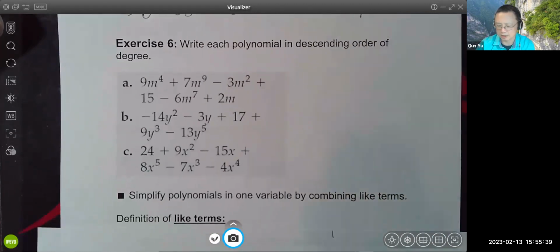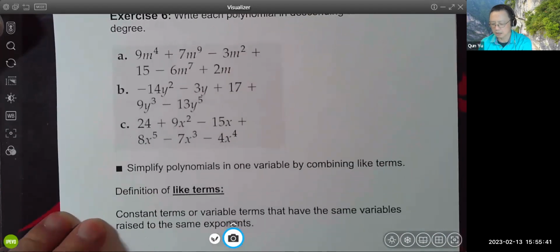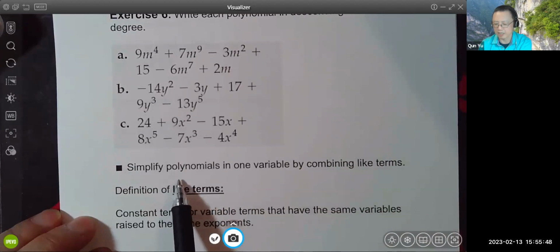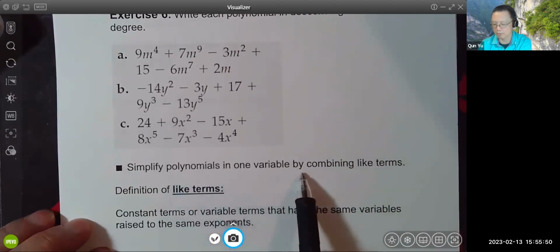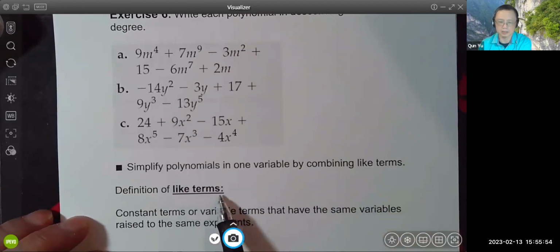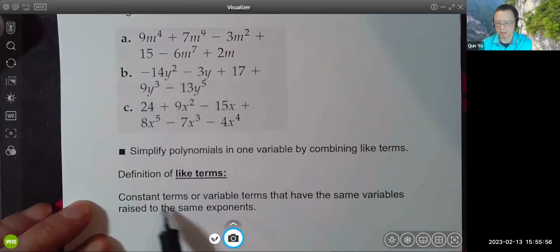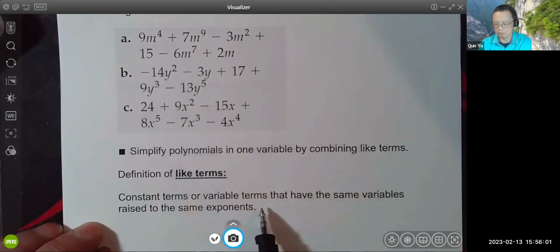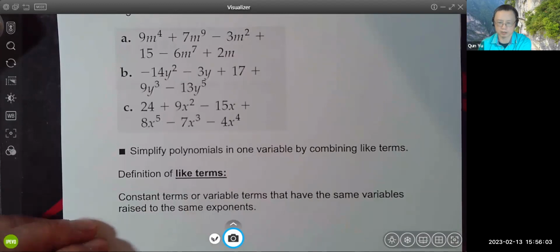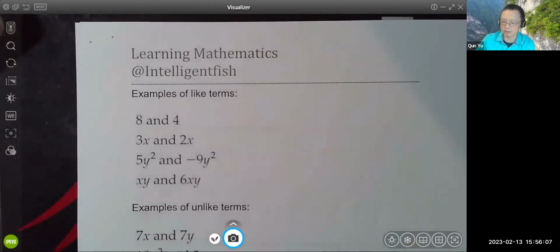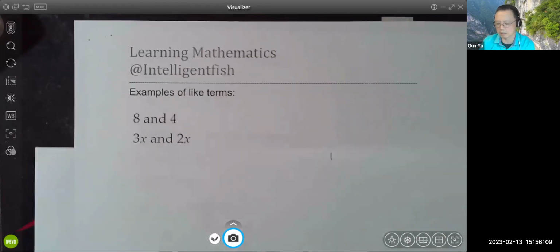This is your exercise. Now, I guess this one is going to be our last topic, maybe second to last. We want to simplify polynomials in one variable by combining like terms. So what are like terms? Like terms are either constant terms, that means they're all numbers, or variable terms that have the same variable parts. Let's look at a couple of examples. Next page. It's much easier to understand if we look at examples.